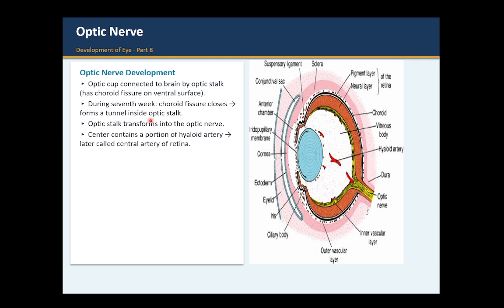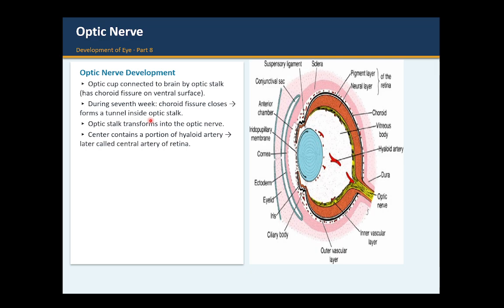The cup has two parts. It has an inner layer and an outer layer. The outer layer is making the pigment epithelium in the posterior part. The inner layer is forming the neural retina. The anterior part of the inner layer is going to give rise to the iris and the ciliary body. And as the lips of the cup join together, they are going to form the pupil. Behind this is the lens vesicle, which is going to give rise to the lens.